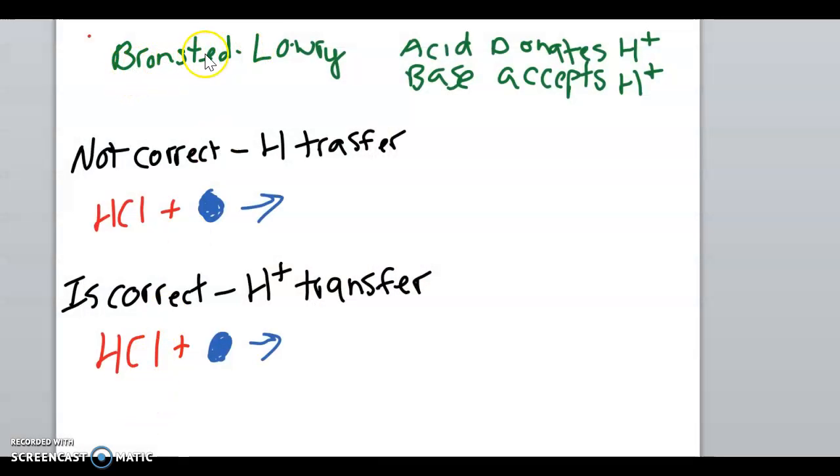So here again, the Bronsted-Lowry definition for acids is that it donates an H+ ion. And the Bronsted-Lowry definition for bases is that the base accepts the H+ ion. So here I have an example. I'm going to show you what's not correct first, and then I'll show you how it looks correct second. So I have hydrochloric acid, HCl, reacting with a blue blob.